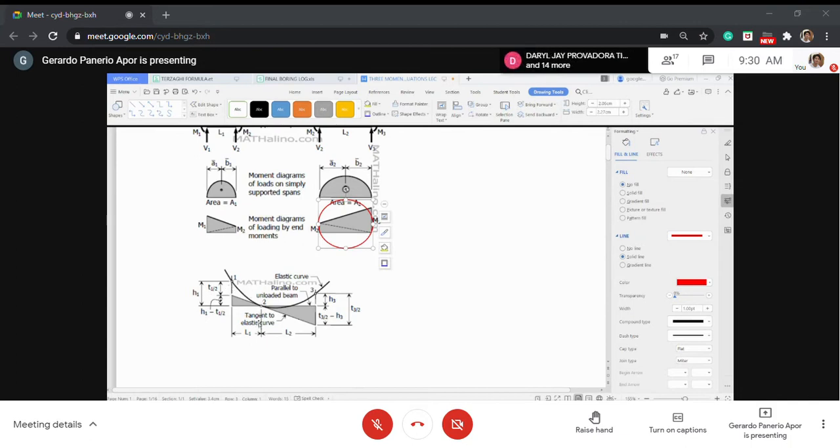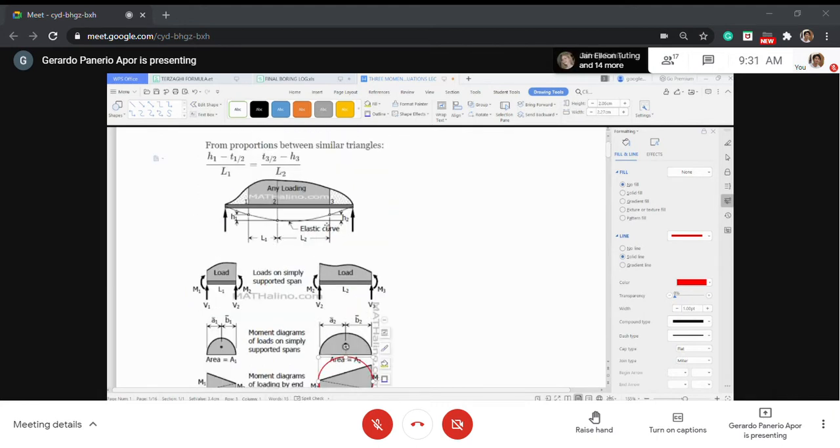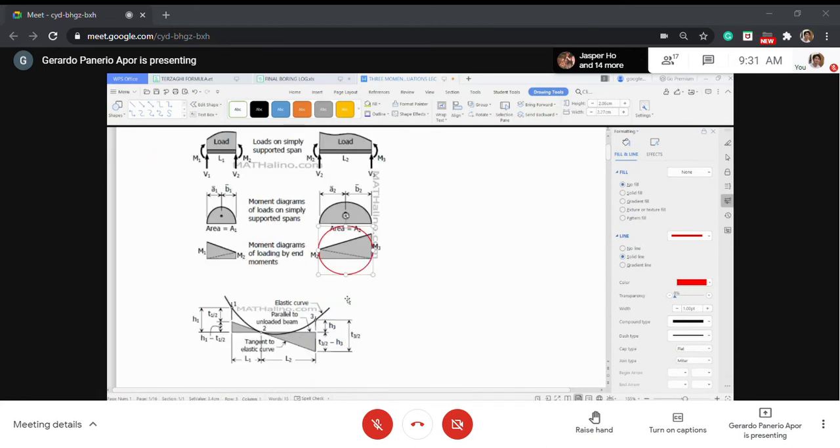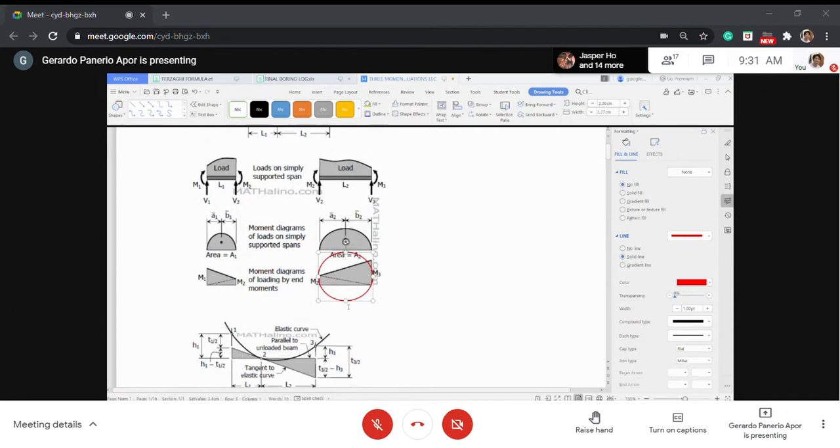So this one can be determined if you know h1, and the rest can be determined. How to determine that? This is just the difference between h1 and t12. So that's why it's what we call h1 minus t12. On the other side, the same thing. This one can be determined, no problem. It's just a matter of how.